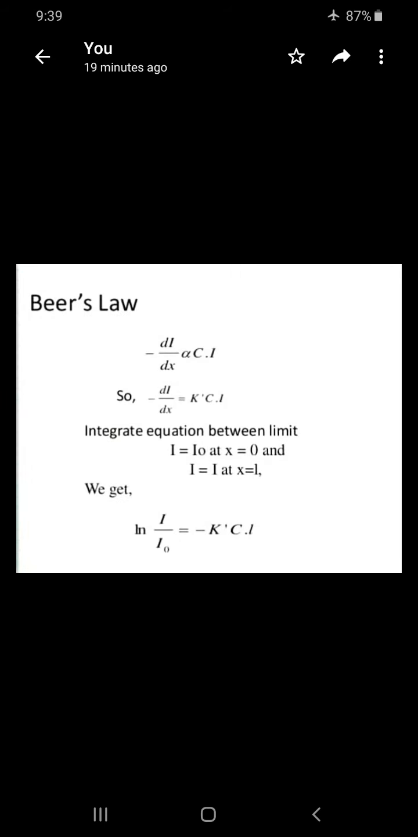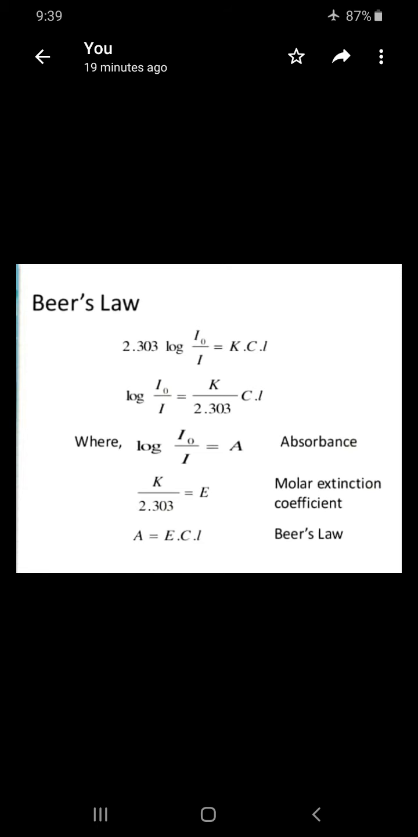Then integrate the equation between the limits I equal to I naught and x equal to 0. So we get ln I upon I naught is equal to minus k dash c dot l. 2.303 log I naught upon I is equal to k dot c dot l. So log I naught upon I is equal to A, where A is absorbance, and k upon 2.303 is equal to E, the molar extinction coefficient. So A is equal to E c l, Beer's law.